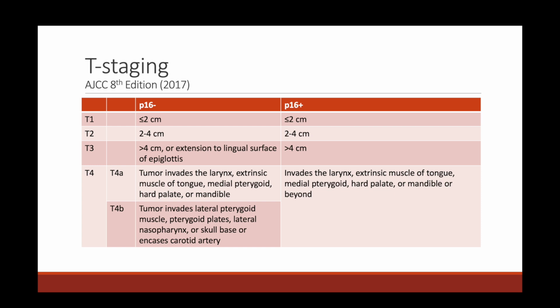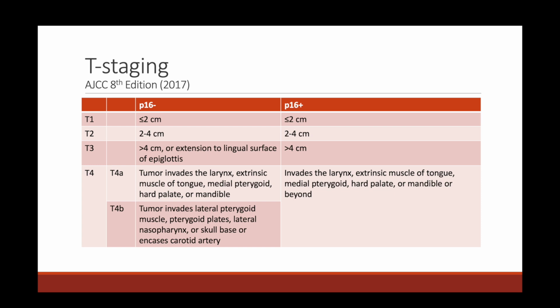For P16 negative, these tend to be more aggressive tumors, and it is actually divided into T4A versus T4B. So tumor invading the larynx, extrinsic muscles of the tongue, the medial pterygoid, the hard palate, or the mandible is considered T4A. But if it invades the lateral pterygoid muscle, the pterygoid plates, the lateral nasopharynx, the skull base, or the carotid, it's T4B.